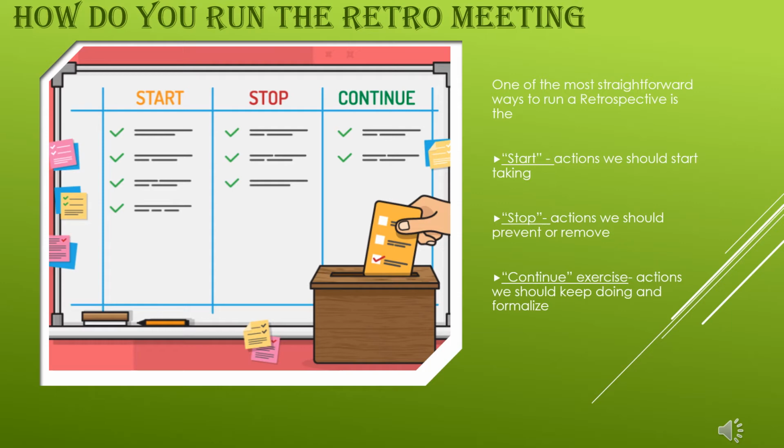So this is one of the most straightforward ways to run the retrospective. Start: actions we should start taking. Stop: actions we should stop or prevent or remove. Continue: actions we should keep doing, and formalize.